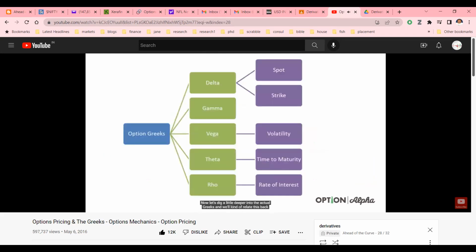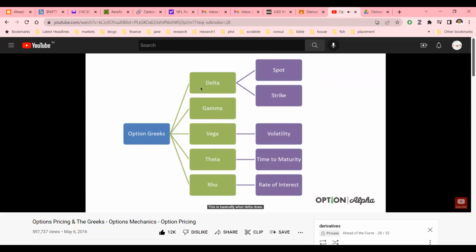Now let's dig a little bit deeper into the actual Greeks, and we'll relate this back to the things that we just talked about. So again, options pricing is broken down into those 2 main categories, then all the ones below. Now we have the Greeks, okay? And again, we have basically the 4 major Greeks, delta, gamma, vega, theta, and then we have rho, which is the interest rate one as well, okay? Don't want to discount that. Don't want to assume that's not there. It is, but it doesn't really impact shorter maturity options.